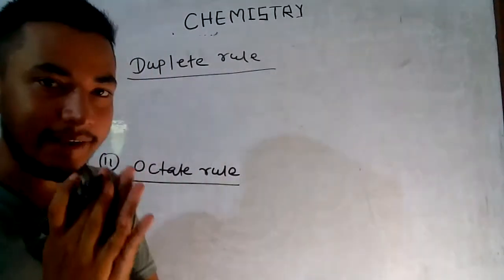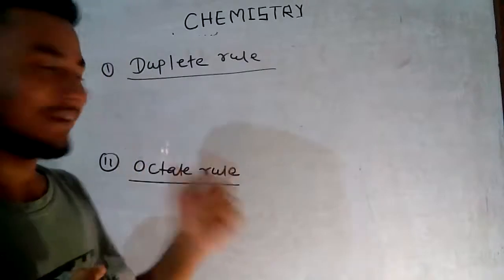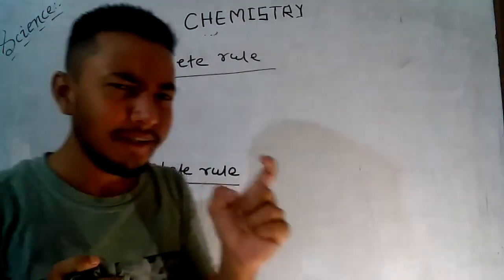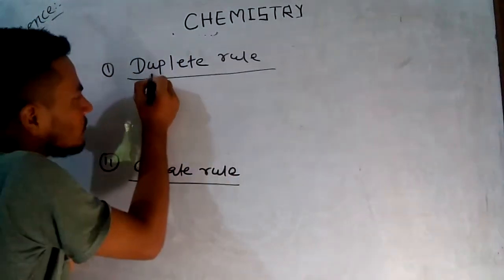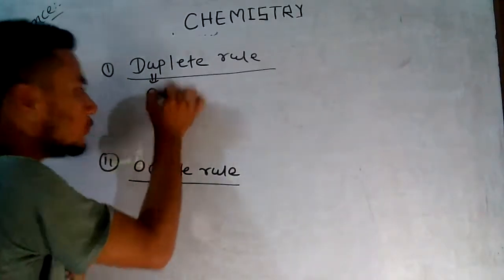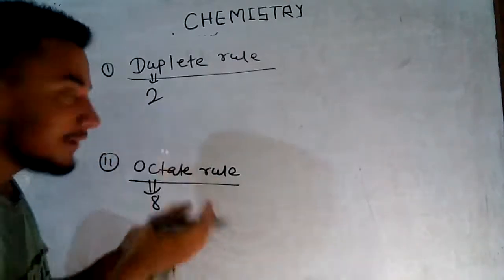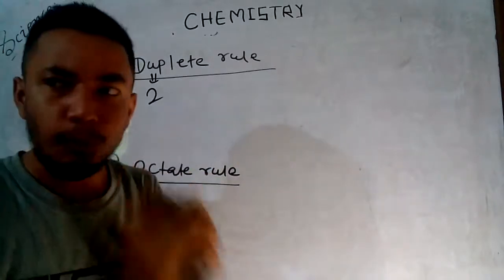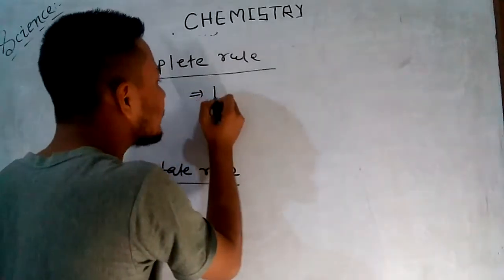Before understanding valency, we have to understand two rules: the duplet rule and the octet rule. According to the duplet rule, as the name suggests, duplet: du means 2 and oct means 8. The duplet rule means that an atom which possesses 2 electrons in its last shell is generally stable.